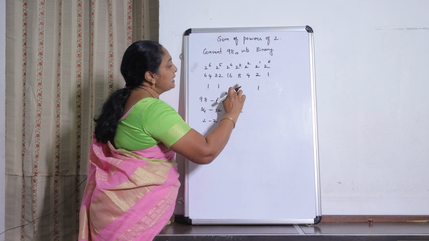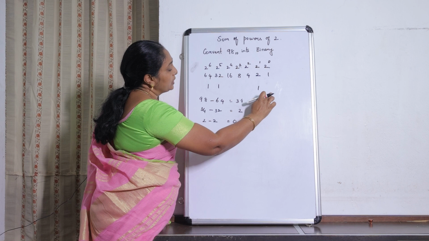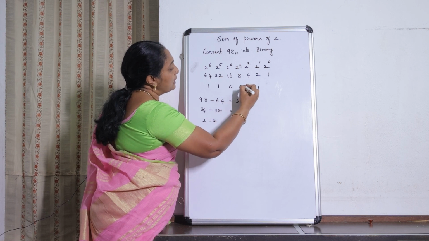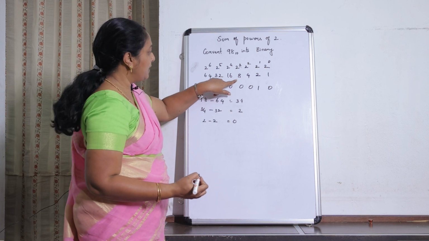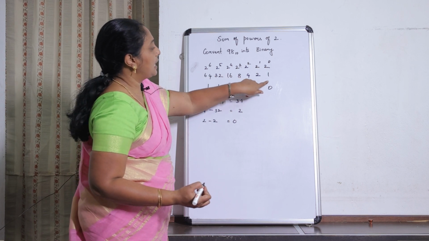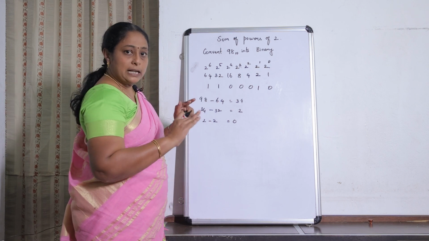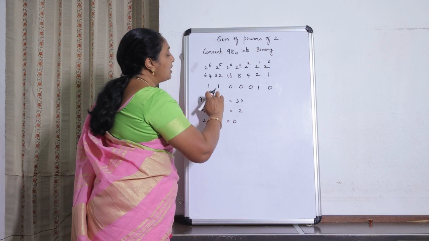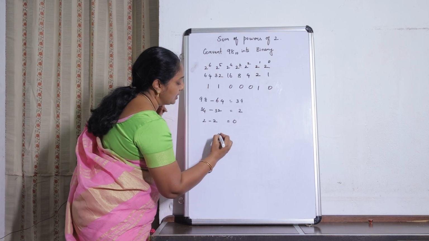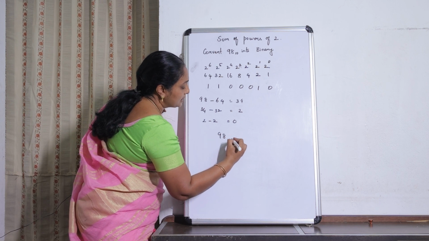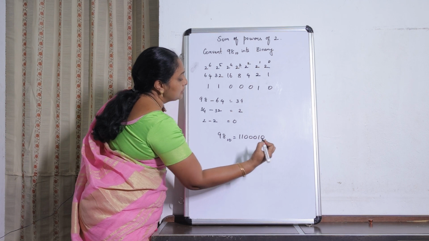What should I do with the remaining values? Wherever I have blank spaces, I should fill them with 0. Under the 16 I didn't put 1, under 8 also I didn't put 1, and likewise under 4 and under 1. So wherever I have blank spaces, I fill them with 0. That's all, the process is done, and what we have got is the binary equivalent of 98. So you can write 98 to the base 10 is equal to 1100010 to the base 2.